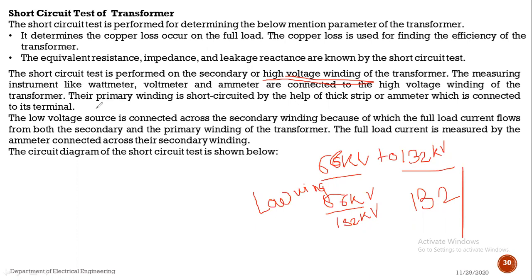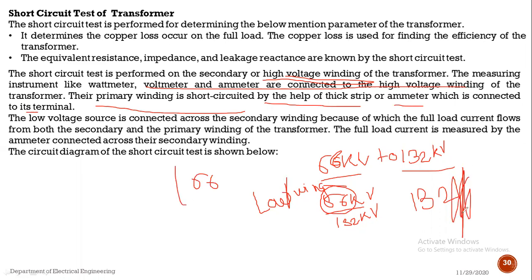See here, the primary winding can be short circuited with the help of a thick strip or the ammeter, which is connected to its terminal. And this meter can be connected to the high voltage winding. बघा, हाय व्होल्टेज वाइंडिंग वरती आपण टेस्ट कंडक्ट करतोय, meaning that the 66 volt winding can be short circuited, म्हणजे कमी व्होल्टेजची वाइंडिंग जी आहे ती शॉर्ट सर्किट करतोय. Not 132 volt. 132 वोल्टची आपण शॉर्ट सर्किट नाही करणार, 66 वोल्टची शॉर्ट सर्किट करणार.